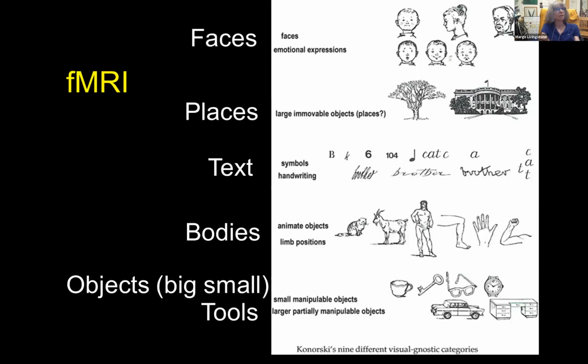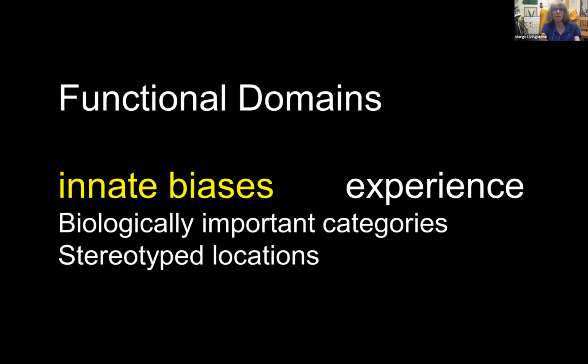All right, you've got my slides, right? Yes. All right. We know from neurology and functional imaging that humans have specialized domains in ventral temporal cortex dedicated to processing faces, places, text, bodies, or tools.